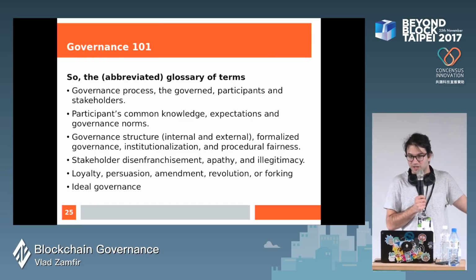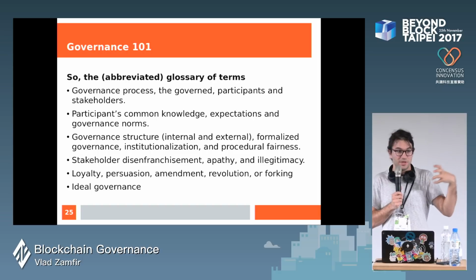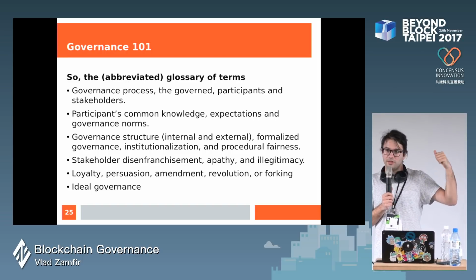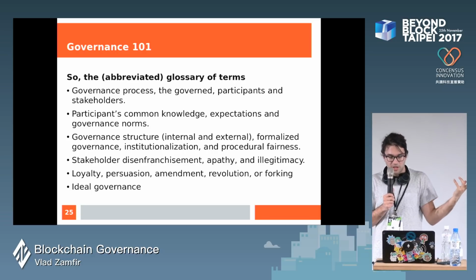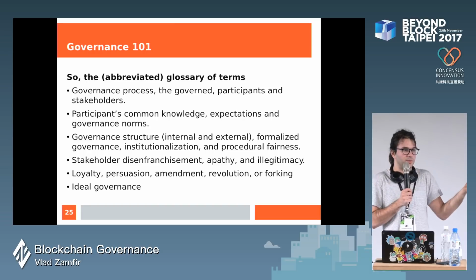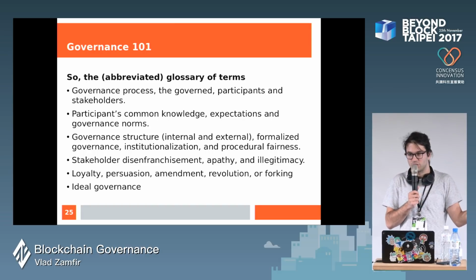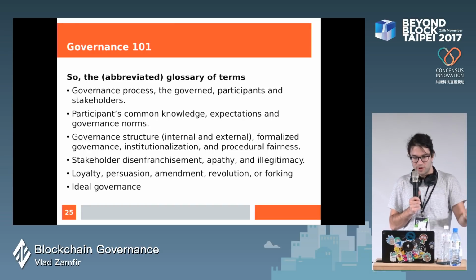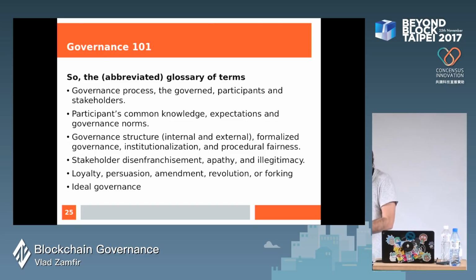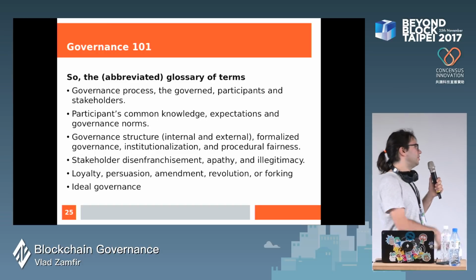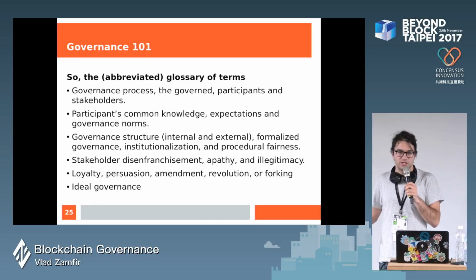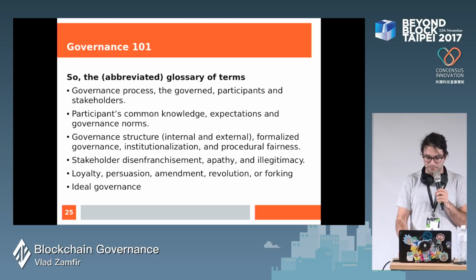Stakeholders can be disenfranchised, become apathetic, and that can mean, when it's in common knowledge, that the governance process is illegitimate. When things are legitimate, there aren't that many options. You can basically continue to be loyal, or participate and be subject to the decisions of the legitimate system. You could try to persuade the participants to change their mind. You can try to change the system, or you can revolt and fork. And then there's this idea of ideal governance, which perfectly does what's in the stakeholders' interests and is legitimate and fair.